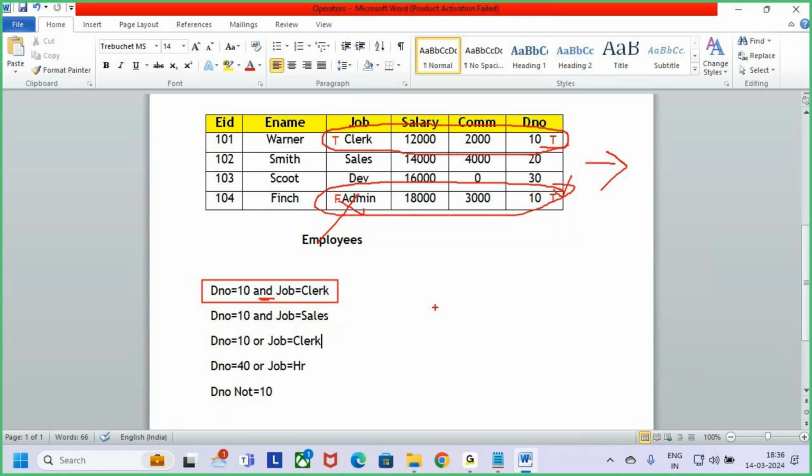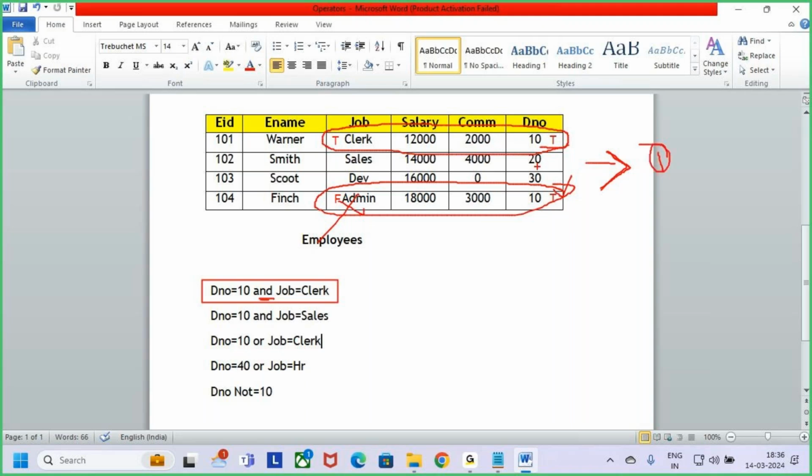I said that the AND operator is nothing but what? Yes. How many rows will we get in the output? One. Yes, one row will get in the output.